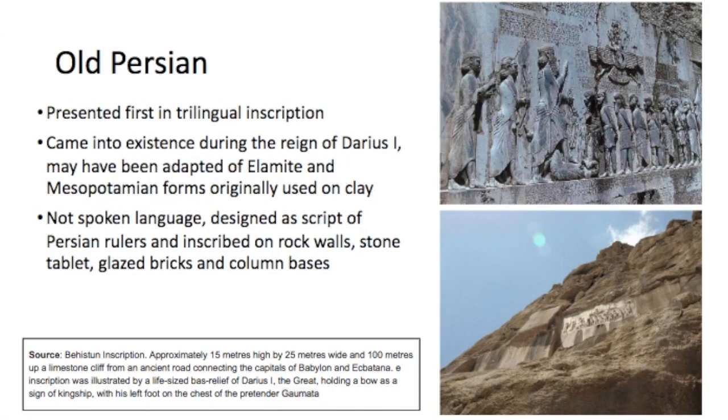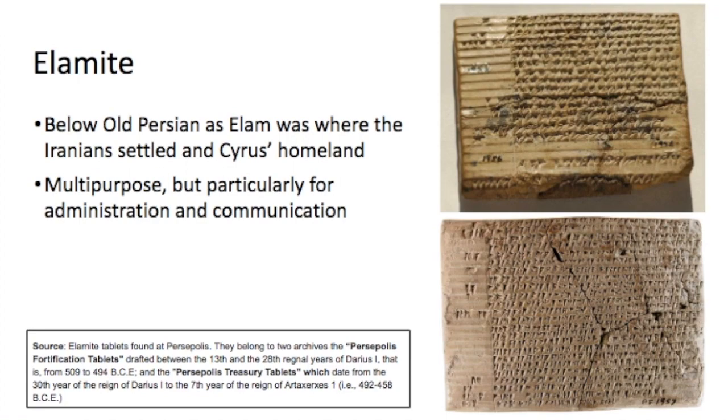And as I said, Old Persian is not a spoken language. It's designed as a script of Persian rulers and inscribed on rock walls, stone tablets, glazed bricks, okay, column bases, okay, like what we see in the statue of Darius I at Susa. So think of Old Persian as the official language, okay, sort of the king's language that's used for official documents. Elamite, below Old Persian, so second.